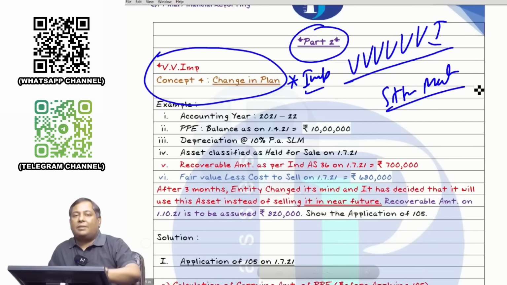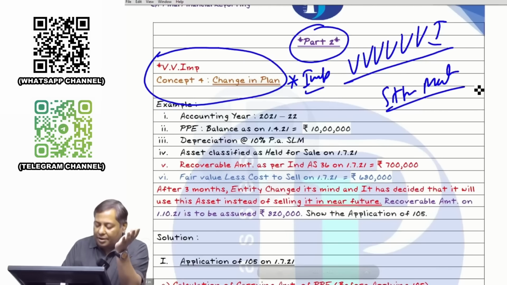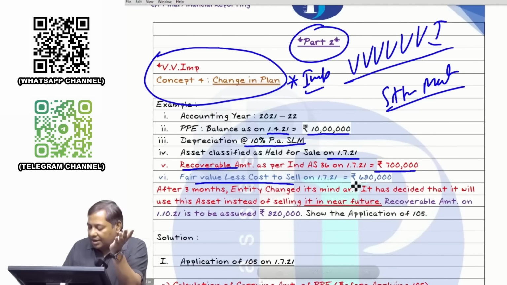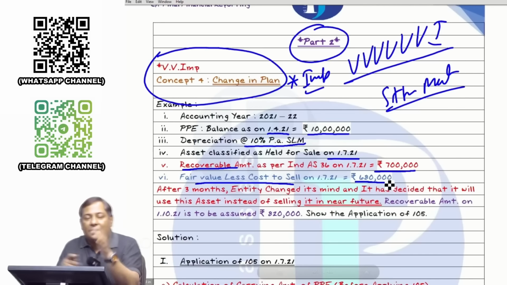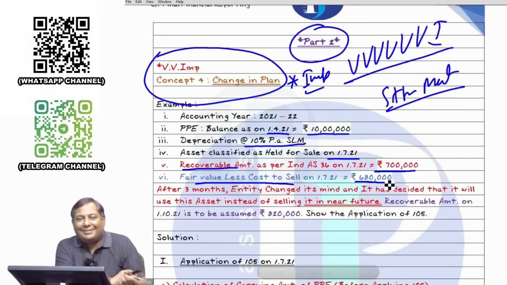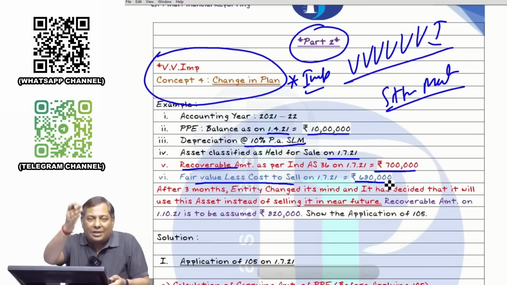I first explained this with an example. So I am giving the same example which is written in this book of mine. I carry forward this example. Look at this. 1 for 10 lakhs, 10% SLM. Classified it on 1st July. Its recoverable amount is rupees 7 lakhs. Net selling price is 680. These are the figures I just explained to you. I was preparing this example because I have to tell you about the change in plan.